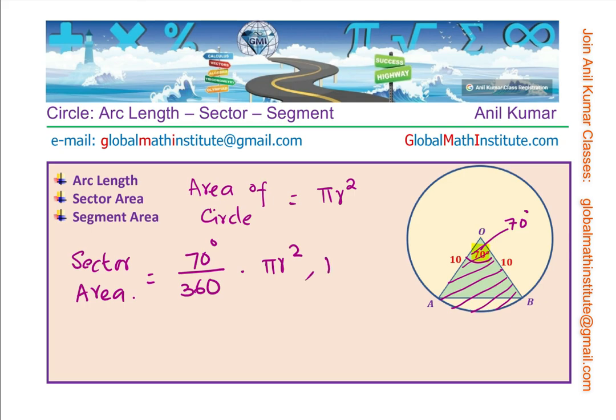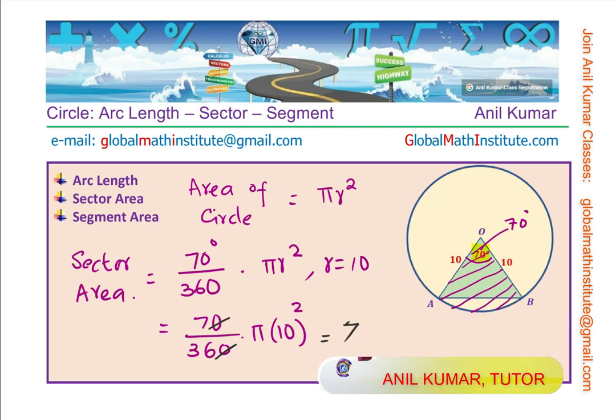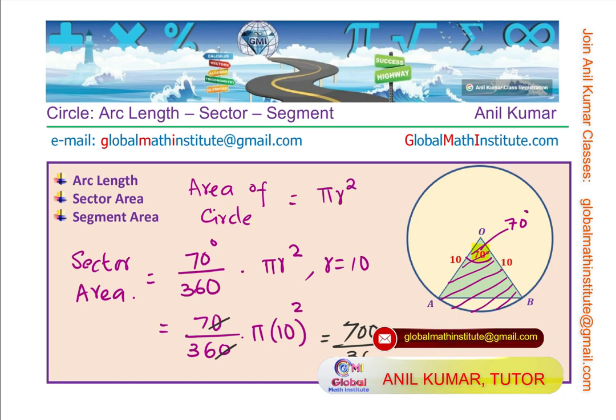Now here we are given r is equal to 10. We can substitute, right? And so we get 70 over 360 times pi times r, which is 10 square. And you can simplify this expression to find the answer, correct? So that's not so difficult. So you can just simplify. I'll write it in exact values, which is, in this case, we have 700 over 36 pi.